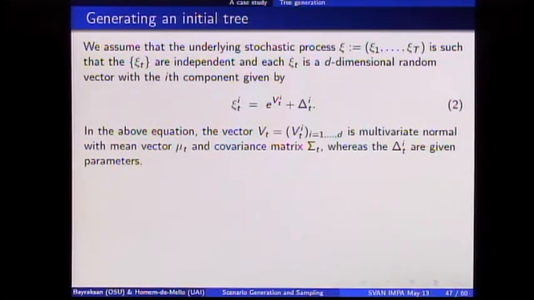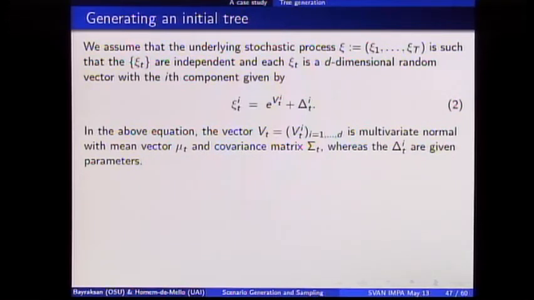So in our case, this was the model that we used, right? So that we have some kind of log normal distribution, right? So each component is given by, so this V variable is a multivariate normal, right? So we have some kind of log normal, and this delta are given parameters, right? So this model, again, was calibrated for log normal noises.